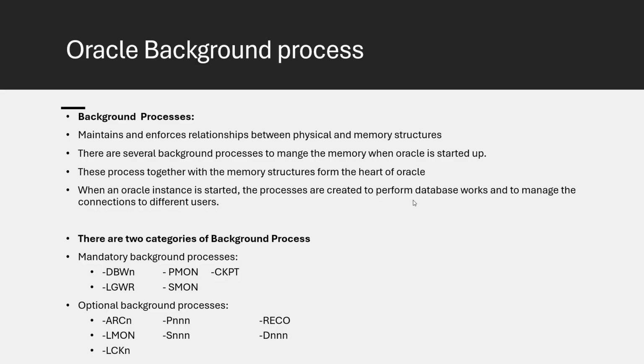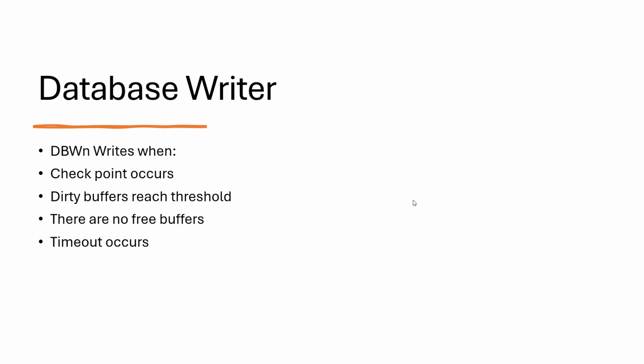So we have categorized mandatory background processes and optional background processes. So we'll talk about the mandatory background processes. Let's see, the first process is the database writer. The database writer writes the data from the database buffer cache to the storage or physical data files.